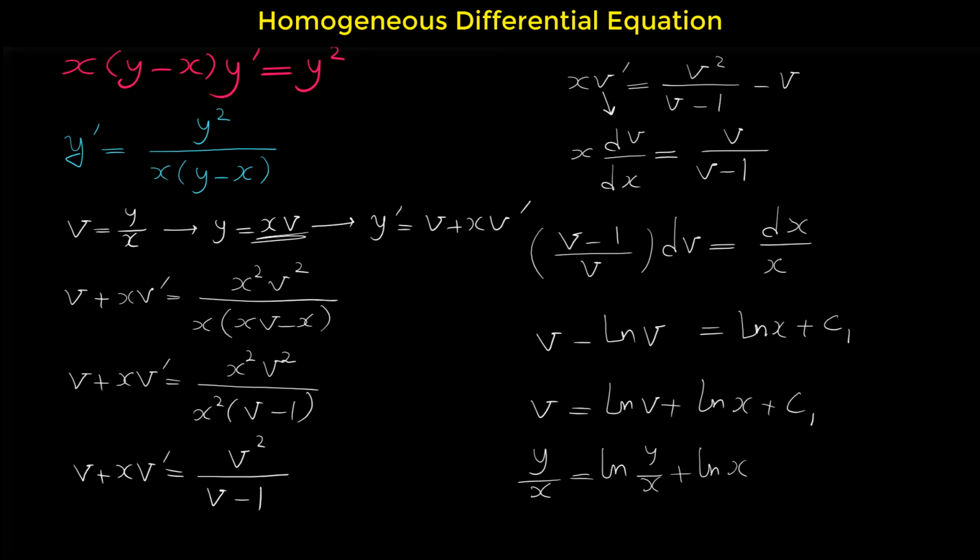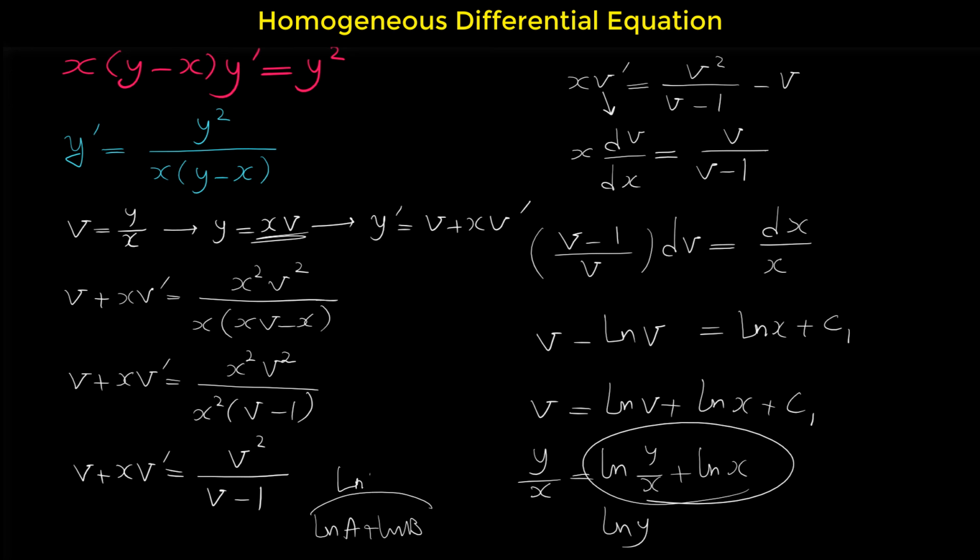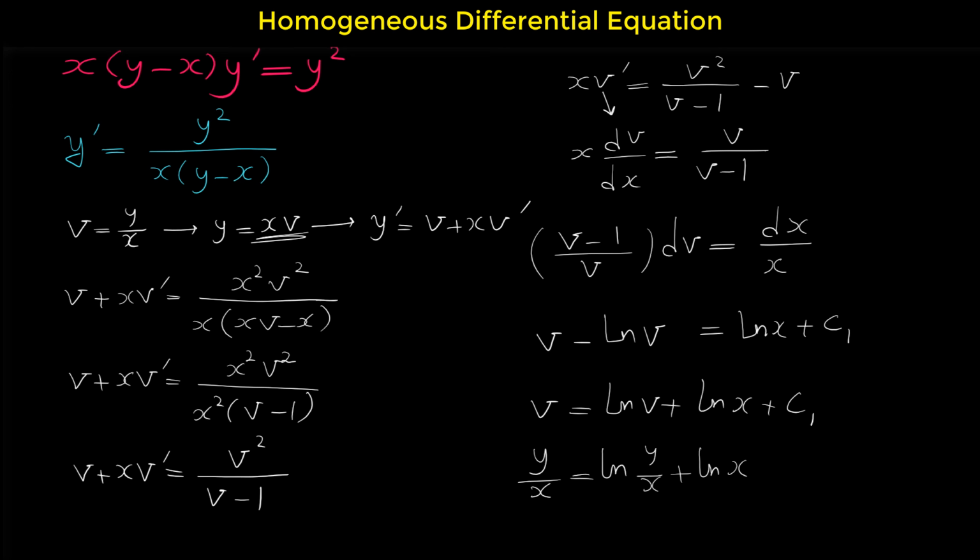But note that if we combine these ln's here, this ln with the other ln, we can write it as ln of y, because ln of a plus ln of b is ln of ab. We can multiply the expression. If here we multiply y over x with x, x cancels with x, so finally we have y over x equals ln of y plus c1. And this is the solution for the differential equation.